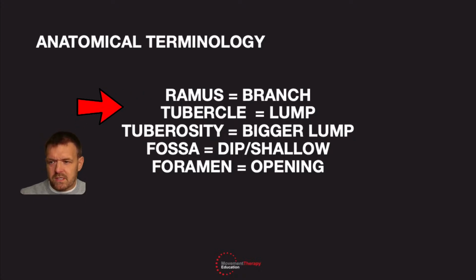Tubercles and tuberosities, they are lumps and bumps on your bony anatomy. So a tubercle is a lump and a tuberosity is a bigger lump, and then one that's missing from there is an even bigger lump, which is a trochanter. Okay, so we've got tuberosities, tubercles, trochanters. All of those are lumpy bits of bone. And again, if you've not watched any of my sessions before, then you may find it interesting.